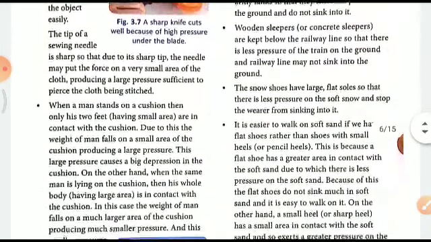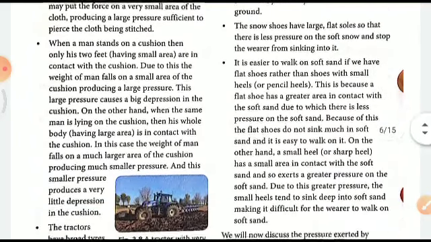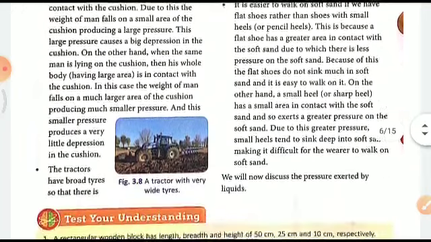When a man stands on a cushion, only his two feet are in contact with the cushion. Due to this, the weight of the man falls on a small area of the cushion, producing a large pressure. This large pressure causes a big depression in the cushion. On the other hand, when the same man is lying on the cushion, the whole body is in contact with the cushion, and the weight of the man falls on a much larger area, producing a much smaller pressure. And this small pressure produces a very small depression.